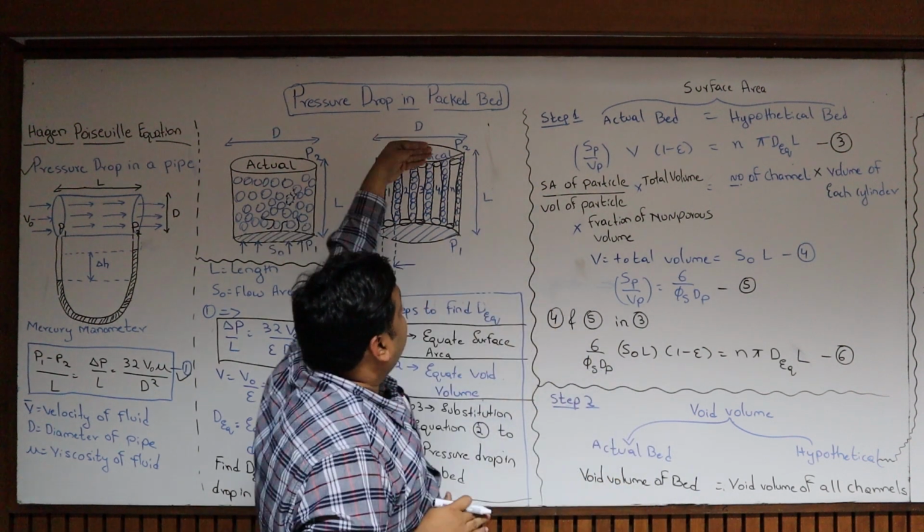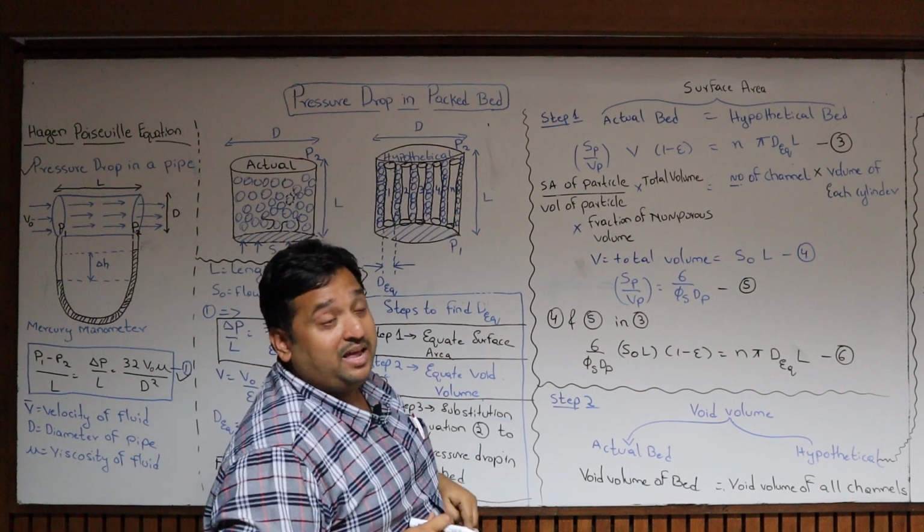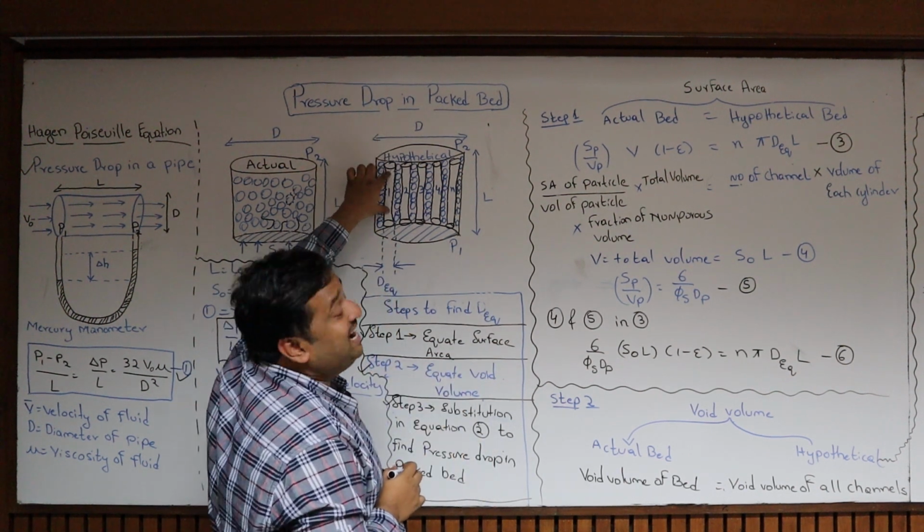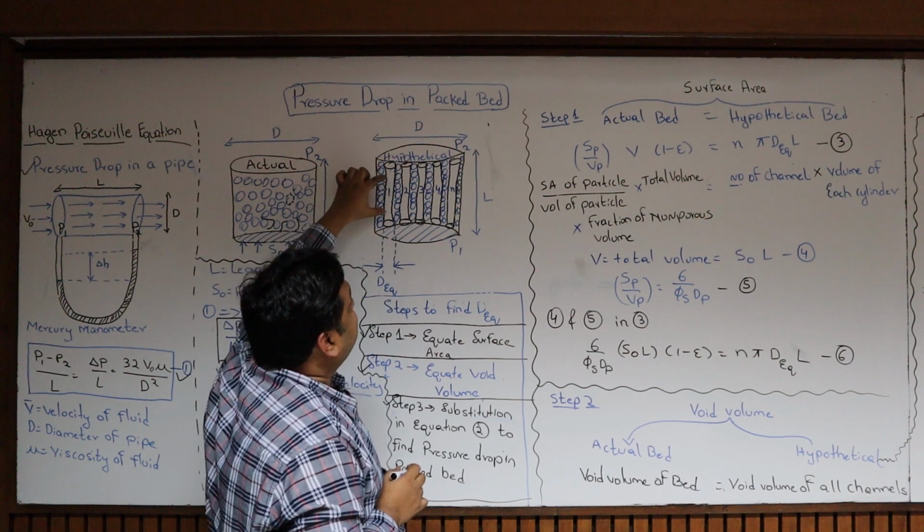Similarly, how much surface area is available in this particular hypothetical bed? I know this is a cylindrical channel. What is the surface area of the cylinder?